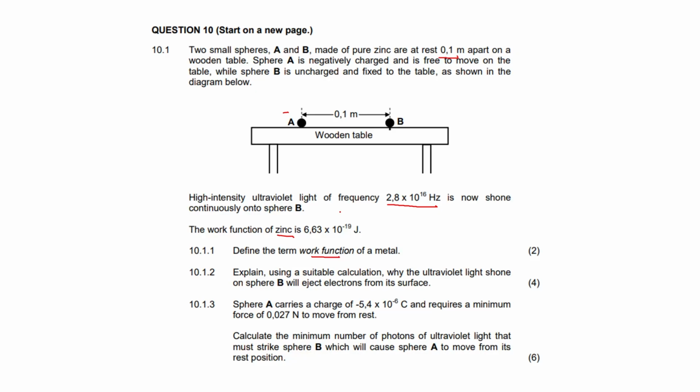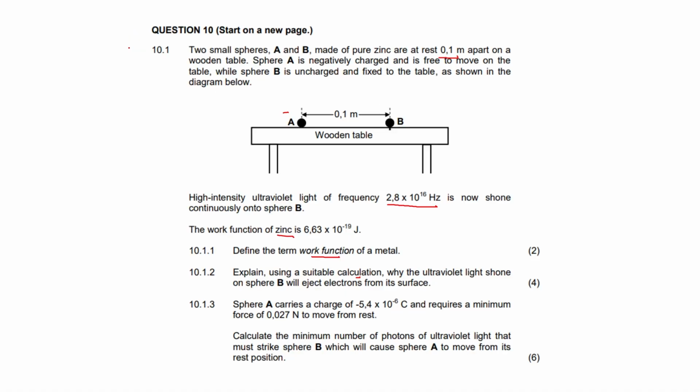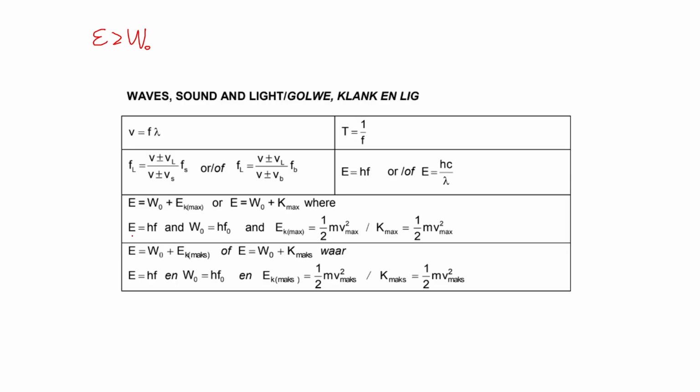10.1.2. Explain using a suitable calculation why the ultraviolet light on sphere B will eject electrons from its surface. So, how can we do this? We can show that E is greater than the work function. If E is greater than the work function, then electrons will be ejected. So, I'm going to use this formula.